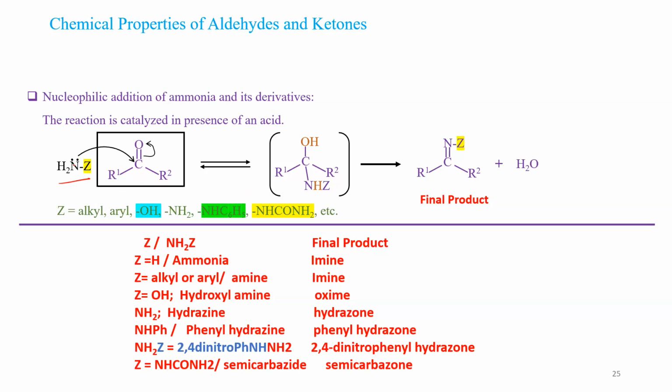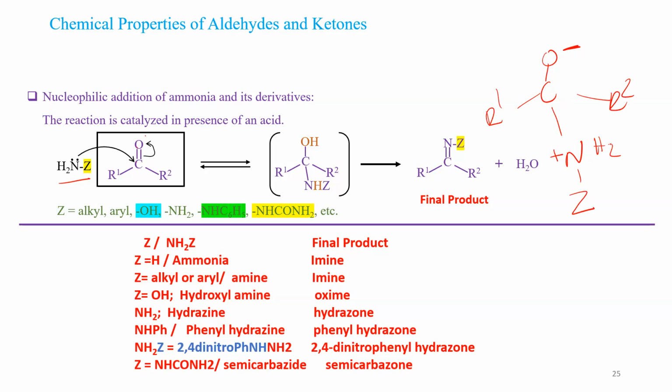In ammonia or a derivative of ammonia, nitrogen with its lone pair of electrons will behave as a nucleophile. In an aldehyde or ketone, the carbonyl carbon is the electrophile. So nitrogen, using its lone pair of electrons, will attack the carbon. Pi electrons will go on oxygen. So we will have C-O minus, R1, R2, and then here NH2Z. Nitrogen, after attacking this carbon, will get a positive charge.